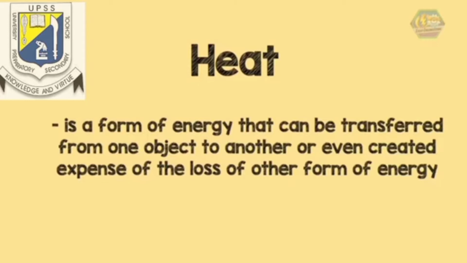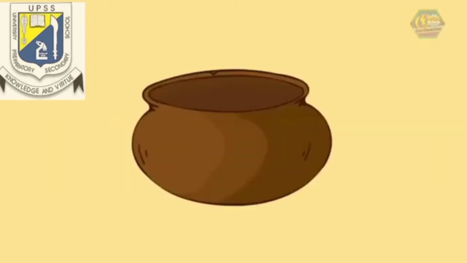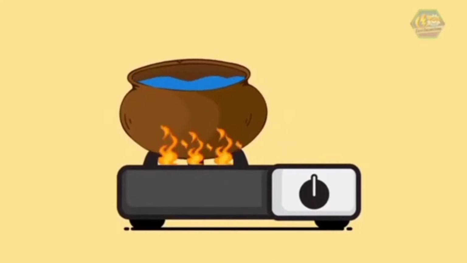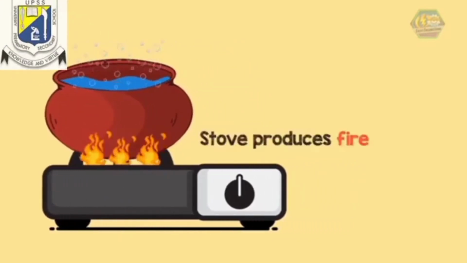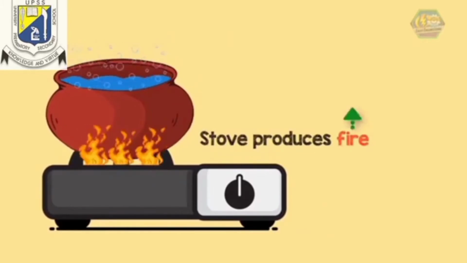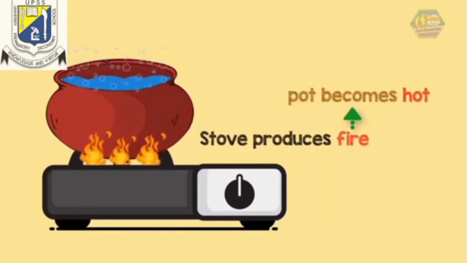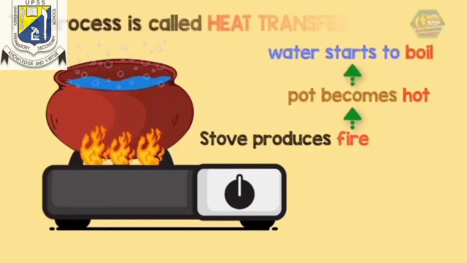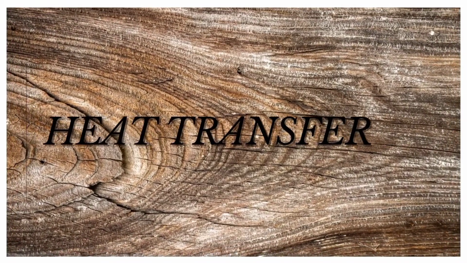Imagine you have a pot of water on top of a gas cooker. The pot gradually becomes hot, and as time goes by, the water starts boiling. The gas cooker produces fire, and the energy stored in this fire is transferred to the pot. This is why the pot becomes hot. This process is what we call heat transfer.